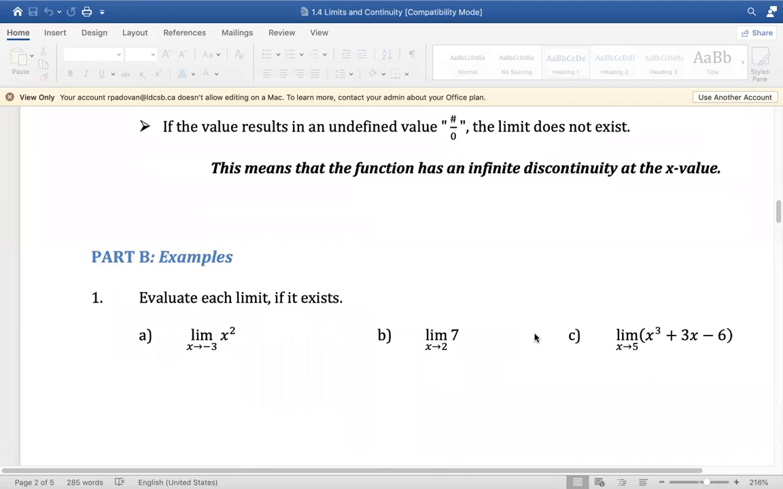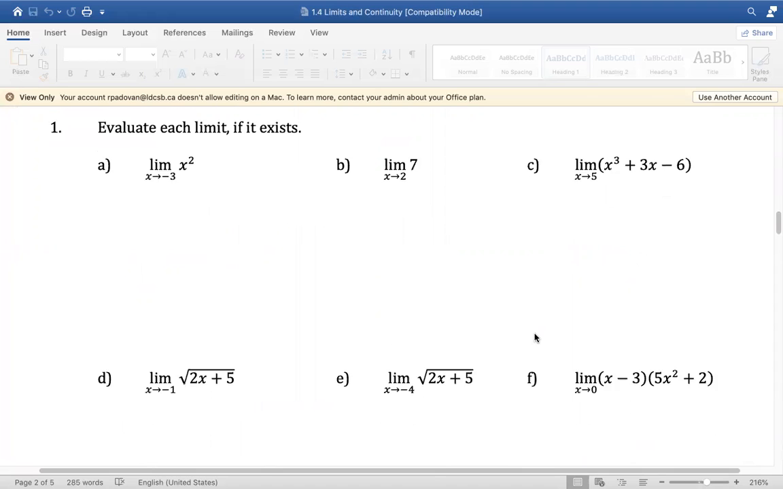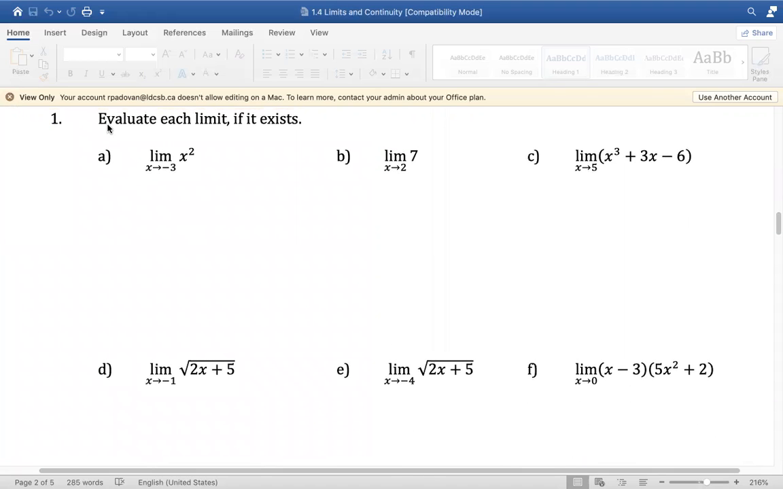So let's do some examples here. Evaluate each limit if the limit exists. So we're going to evaluate the limit as x approaches -3 of x squared. So what I want to do is replace the x with the -3. I don't have to write the limit anymore, or that x is approaching anymore, because we're evaluating it at that exact value now.